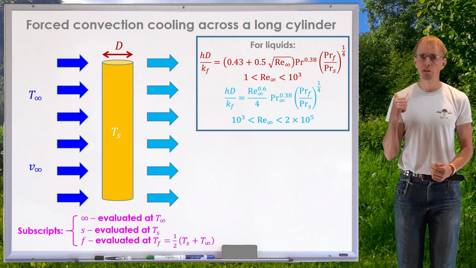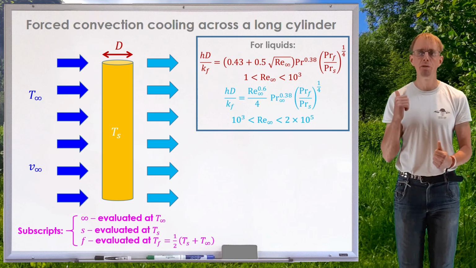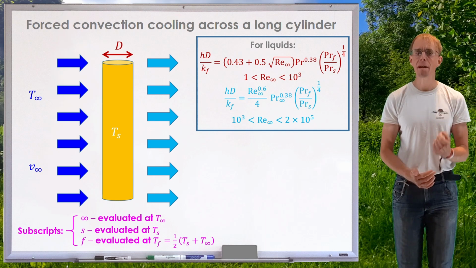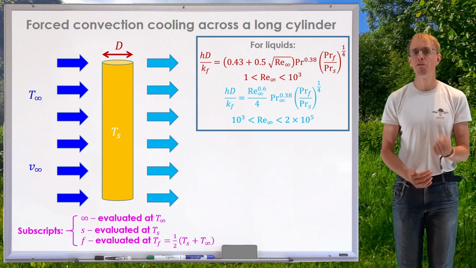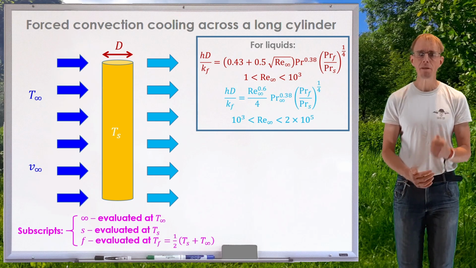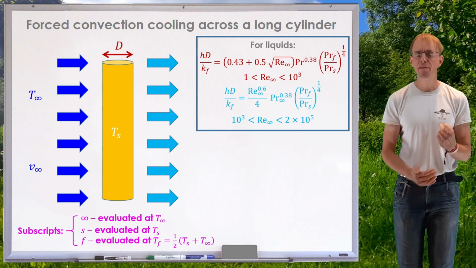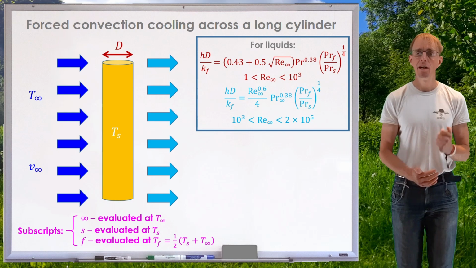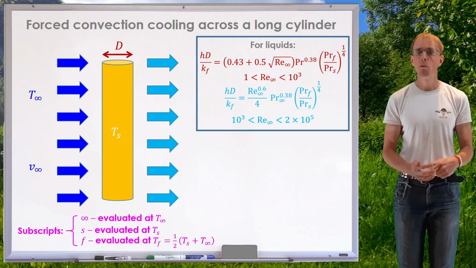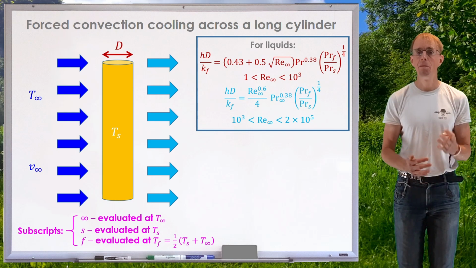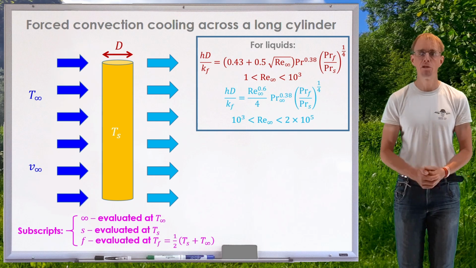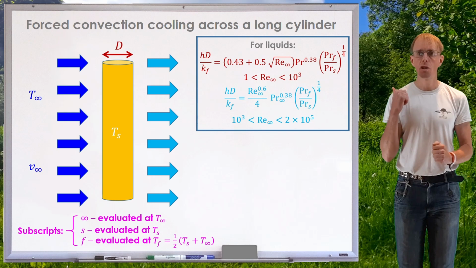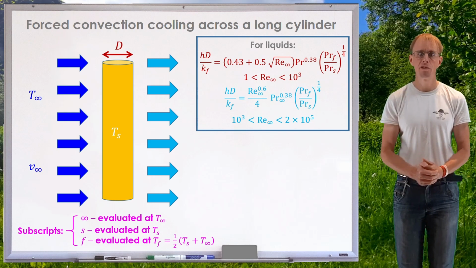Now, let's pay very close attention to the subscripts in each of these correlations. Subscript infinity means that the group or parameter is evaluated at the far field temperature, T infinity. Subscript S means that it is evaluated at the surface temperature. Subscript F is evaluated at the film temperature, which is half of the sum of the surface and far field temperatures. So just be very careful what temperature you're using for each of the parameters or groups you're evaluating.